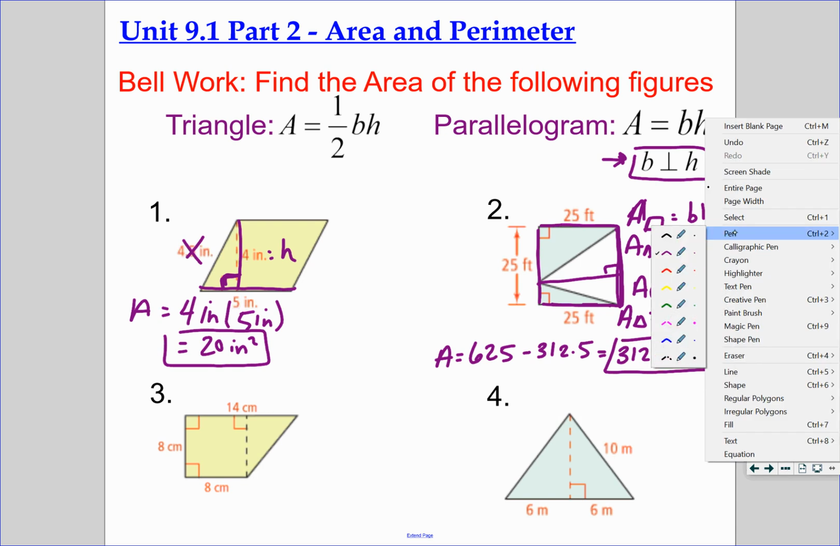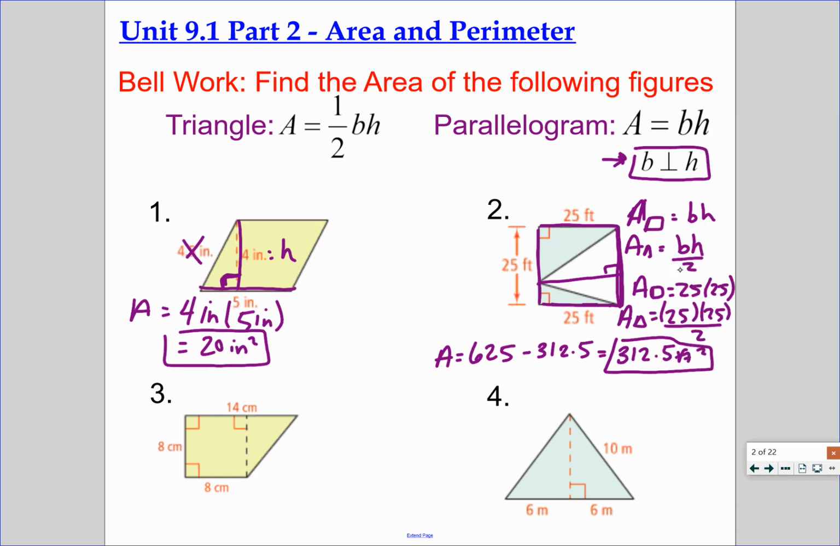For number 3, as we look here, we're going to go ahead and break our shape up into a couple of different easier shapes. We're going to do a square, and the area of our square is simply going to be, what's a square? 8 times 8, which would give us a total area of 64.